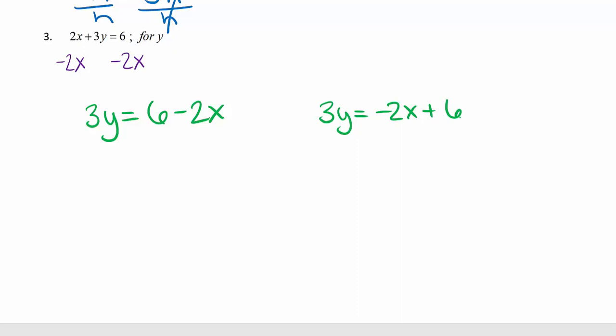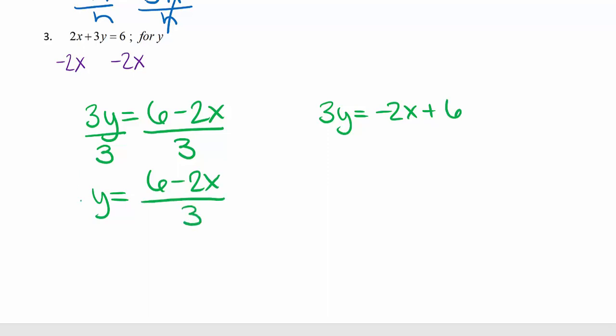Now the 6 and the 2x are not like terms, so we can't combine them. But to finish, we're going to divide everything by 3. And there's two ways you can write your answer. You can go with a large fraction bar like that, all divided by 3. And your answer would be y equals 6 minus 2x divided by 3. And you can leave your answer like that.